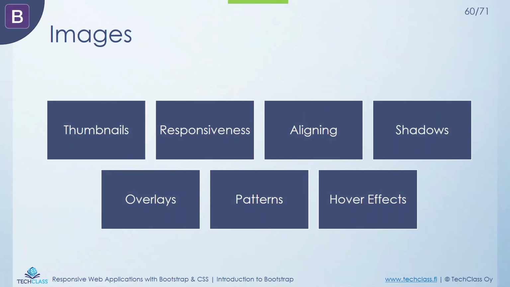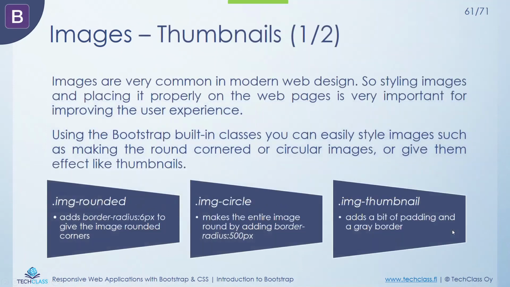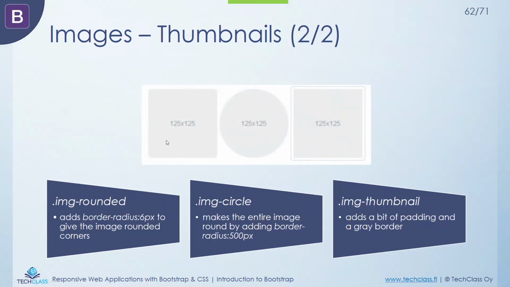All right, now let's get familiar with the tools and features we have in order to work with images in Bootstrap. We can use the classes that have been defined for thumbnails, set the responsiveness of the image, the alignment, shadows, overlays, patterns, and hover effect. There are three very nice classes when working with images in Bootstrap: image rounded, image circle, and image thumbnail. Here you can see the effect of using these classes.